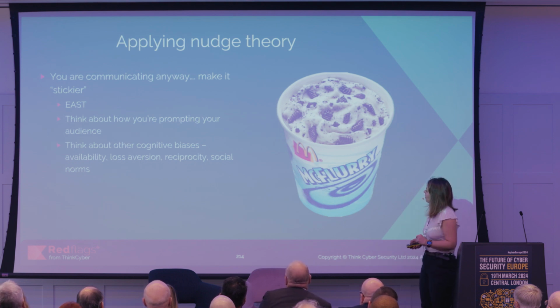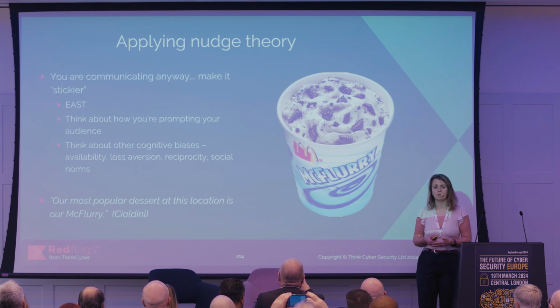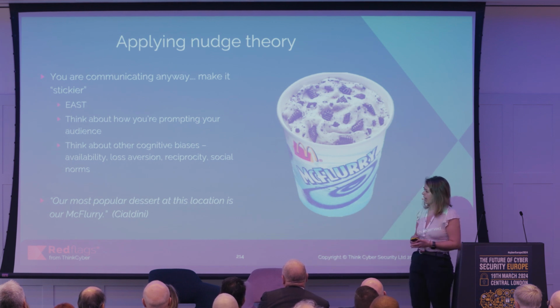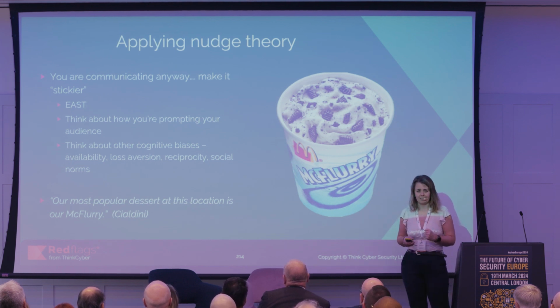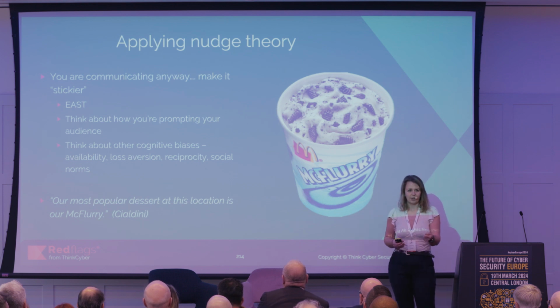And a really good example is the McFlurry, and this was posited by Cialdini. So they managed to make the sales of McFlurries go up by 45% by just employing the EAST model. Instead of saying, would you like a dessert? The person at the till said, would you like a dessert? And the most popular at our location is a McFlurry. This makes it easy for people because they don't need to think. It makes it attractive because, oh, other people like it, so therefore it's social as well, and it's timely. I'm there with my wallet out, I'm ready.